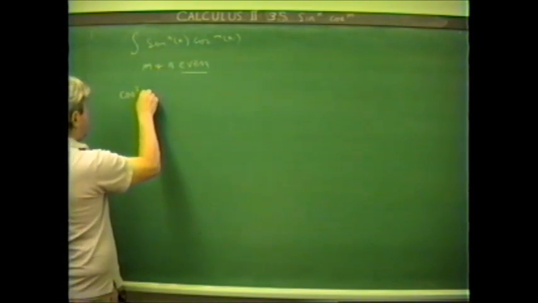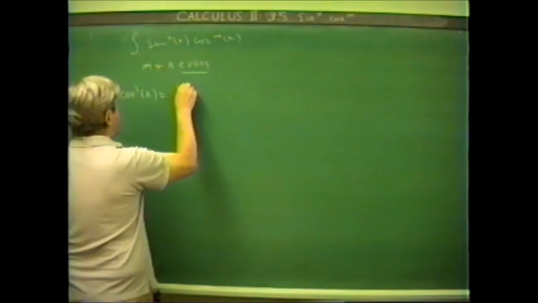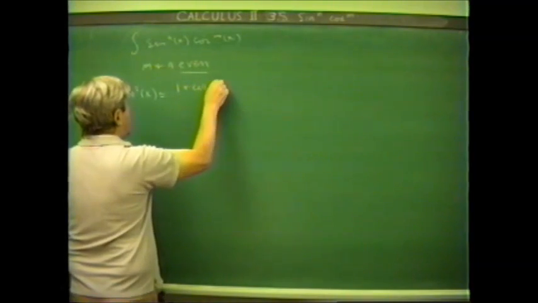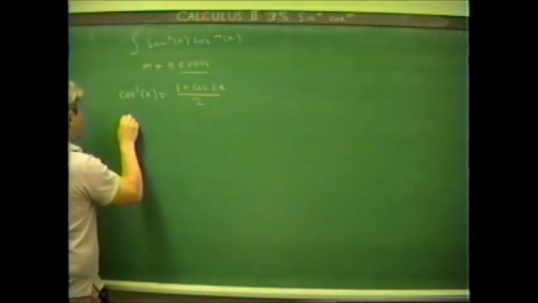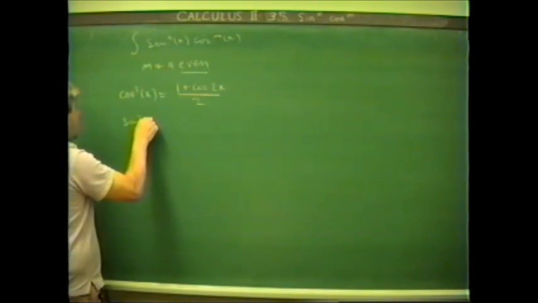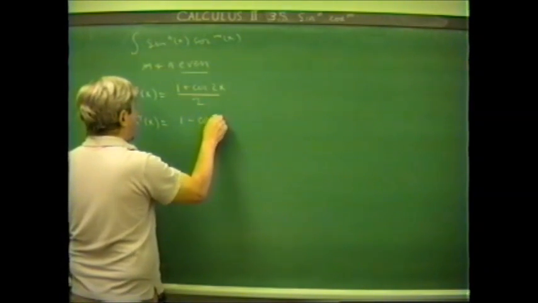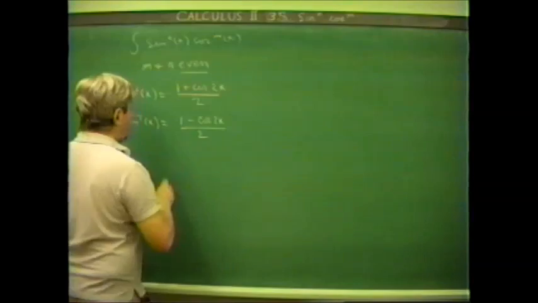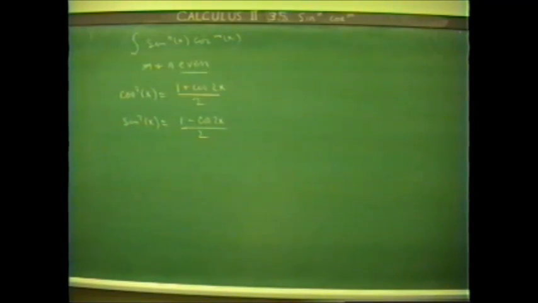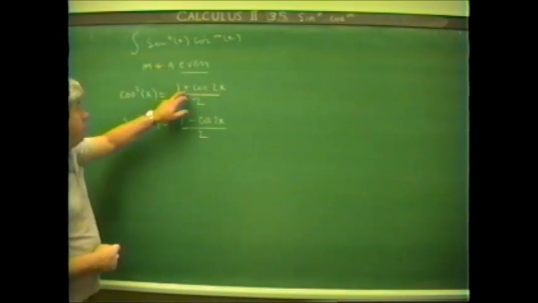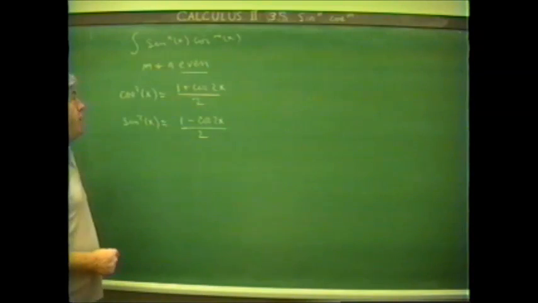Cosine squared of x is (1 plus cosine 2x) over 2, and sine squared of x is (1 minus cosine 2x) over 2. These two trig identities will allow you to get rid of the even power here. And you may have to use them several times to get rid of it completely, but they will do the trick.